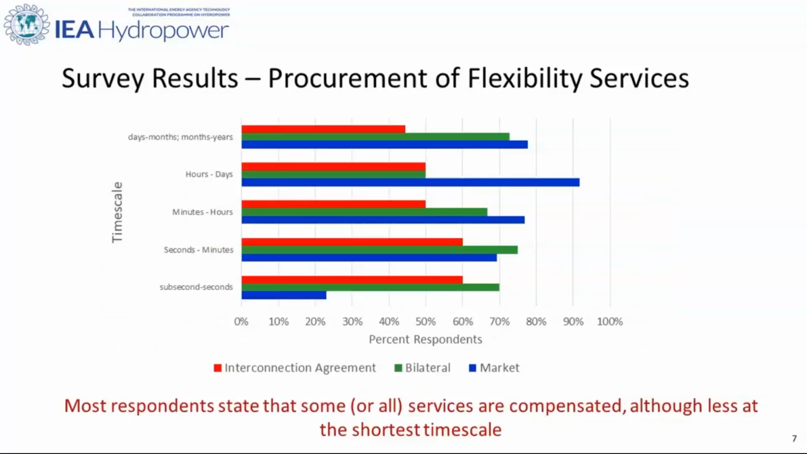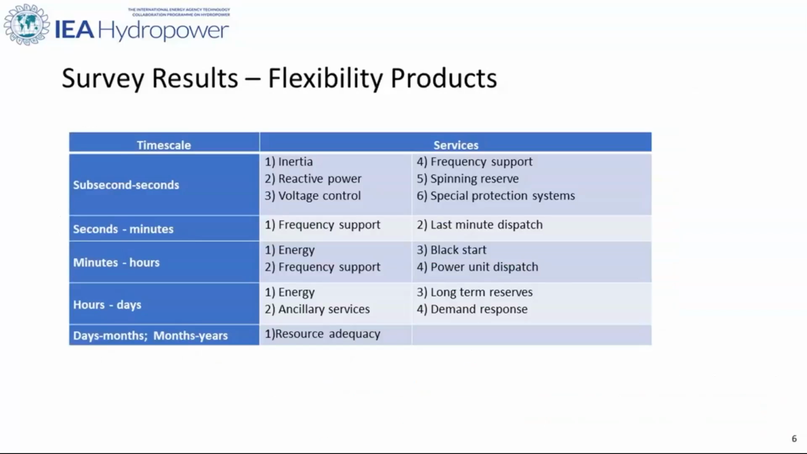Let's see here. So the first question was around flexibility products. So these are the types of products that exist out there in various systems. And as you can see, at the different time scales there are typically multiple products that fit in that category, and also some of the services, like frequency-related services, tend to occur across multiple time scales.